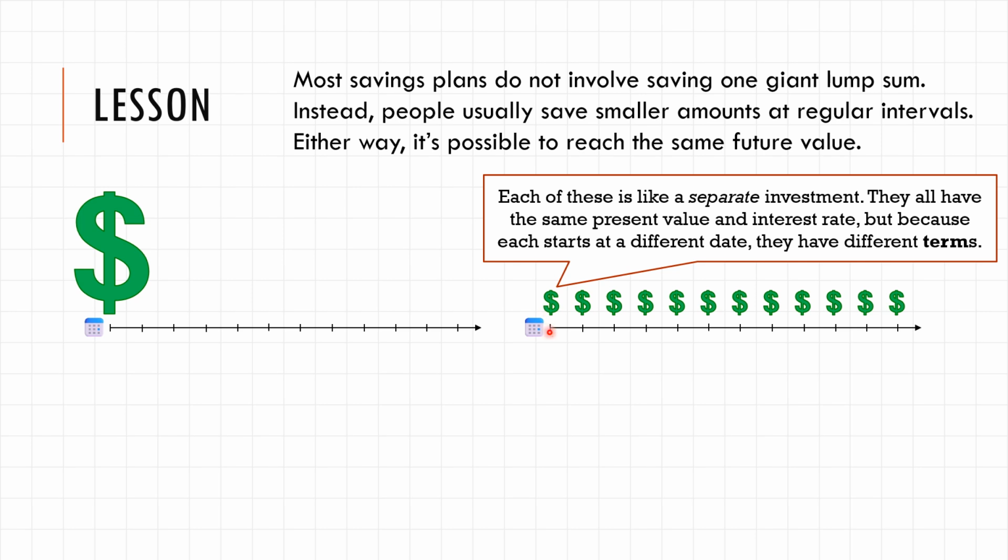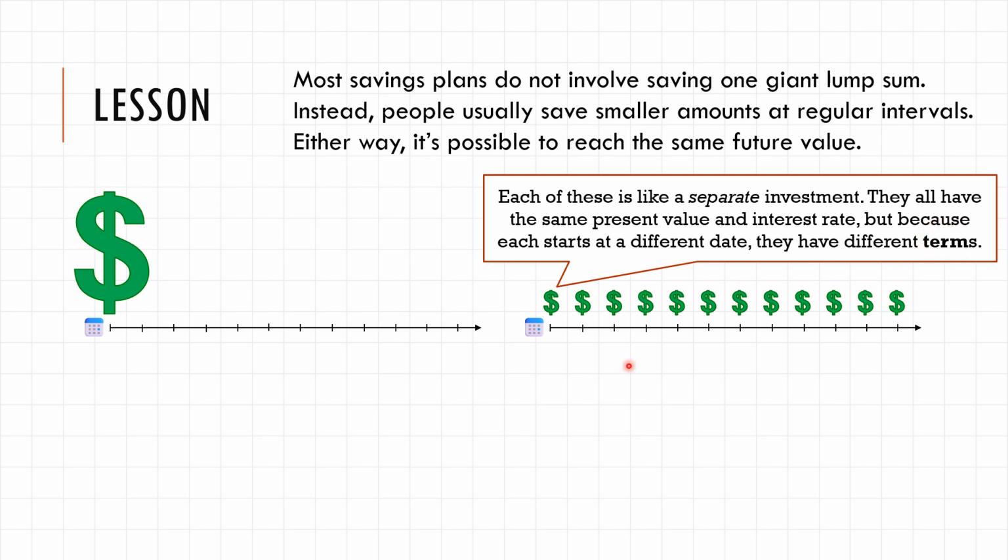But because this one has all this time to grow, this one has less time to grow, and this one has less time. Because all of that is true, each of these is growing for a different length of time, so they all have different terms.